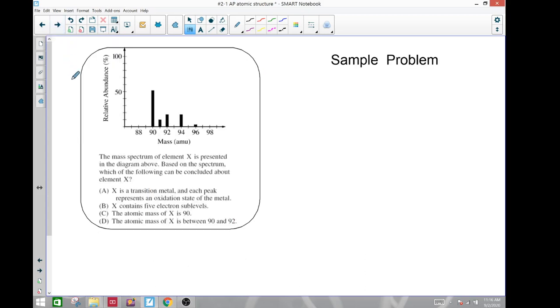All right. Sample problem. A mass spec of element X is presented in the diagram above. Based on the spectrum, which of the following can be concluded about element X? Okay. Take a moment, give it a whirl. All right. Let's see what our answer is.